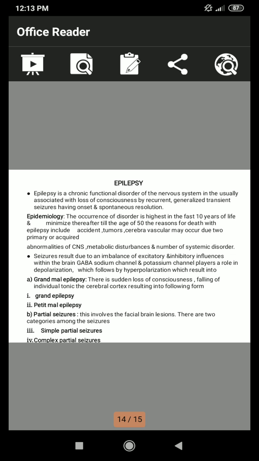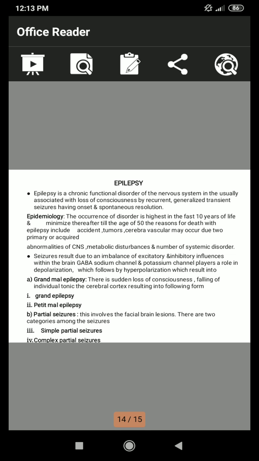These are the types of epilepsy. First is grand mal epilepsy and second is partial seizures. In grand mal epilepsy, there is a sudden loss of consciousness and falling, with tonic activity of the cerebral cortex resulting in the following form.